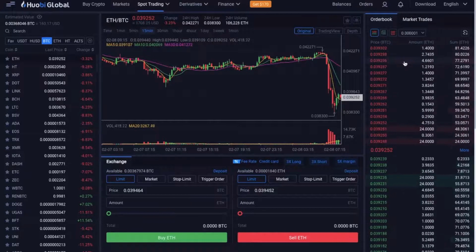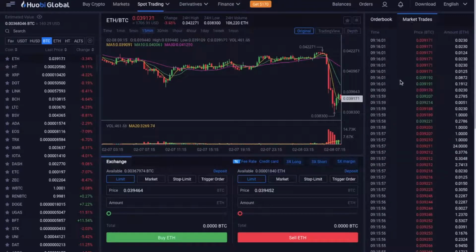There's an order book on the right with potential sell orders in red and buys in green. Plus market trades showing completed orders, detailing the price that they went through at and the amount that's been either bought or sold. Then in the center bottom of the screen is the exchange section, which is used for placing your orders onto the order book.